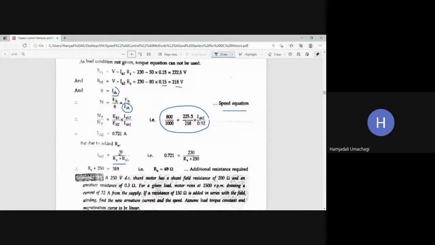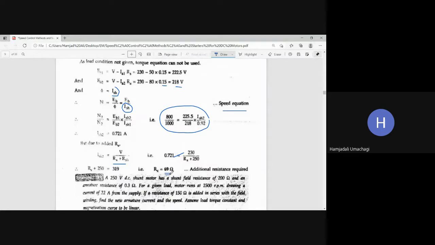So ISH2 is equal to V divided by Rx plus Rsh. ISH2 is 0.721, V is 230, and Rsh is 250 ohms. It is given. The only unknown parameter is the resistance in series with the field winding, Rx. So if you solve it, Rx plus 250 is equal to this. If you multiply it, it will be 319. So Rx is equal to 319 minus 250. It will be 69 ohms.